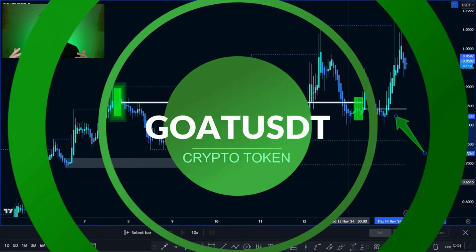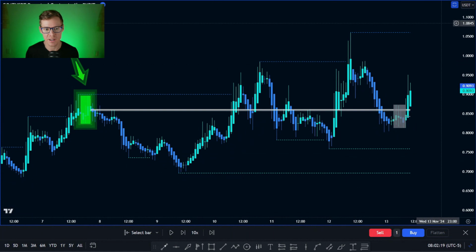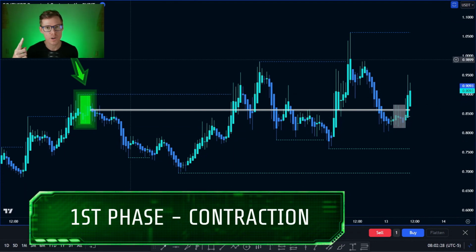This is a cryptocurrency token. It's a very new and volatile token, and these tokens often make explosive moves. If you look at the chart right now, you can see I've got Indicator X on the charts, and you can see over here this green contraction box. This is known as the first phase, which is the contraction phase.